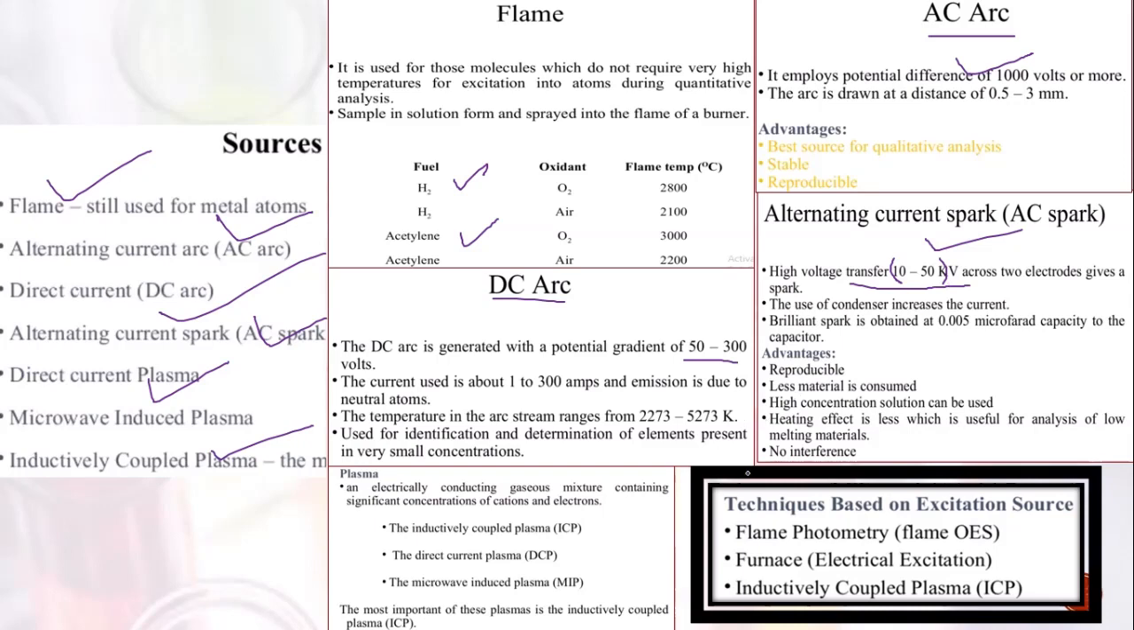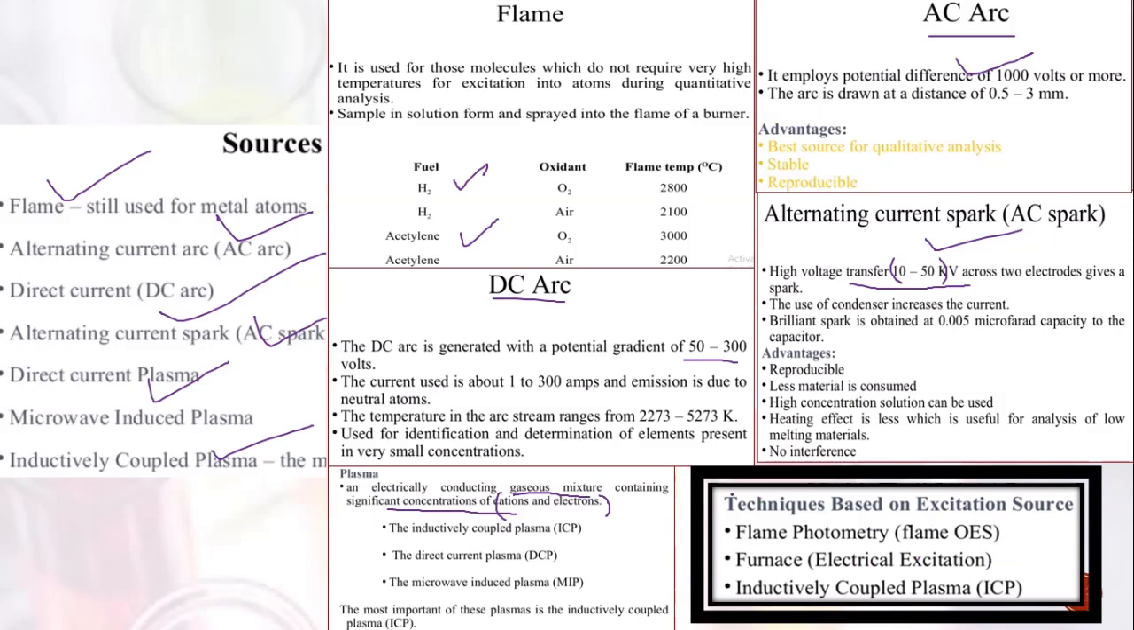And then we have what we call plasma. This is an electrically conducting gaseous mixture containing a significant concentration of cations and electrons. These can be divided into inductively coupled plasma, direct current plasma, and microwave-induced plasma. So it's a gaseous mixture that can also help us to excite our atoms so that they go to a higher energy level. Then we can determine the emission of light when we have decay back to the lower energy level.